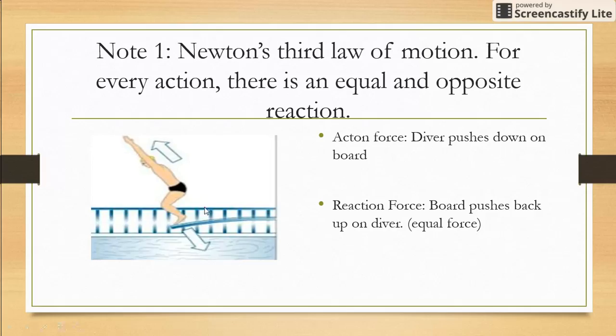Note number 1 is this. For every action, there is an equal and opposite reaction. So think about a diver who's diving off of a diving board. His action force is the diver pushing down on the diving board. But the reason why he goes up in the air is because of the reaction force. He pushes down on the board, and then the board pushes back up on the diver, shooting him through the air, and it's an equal amount of force.